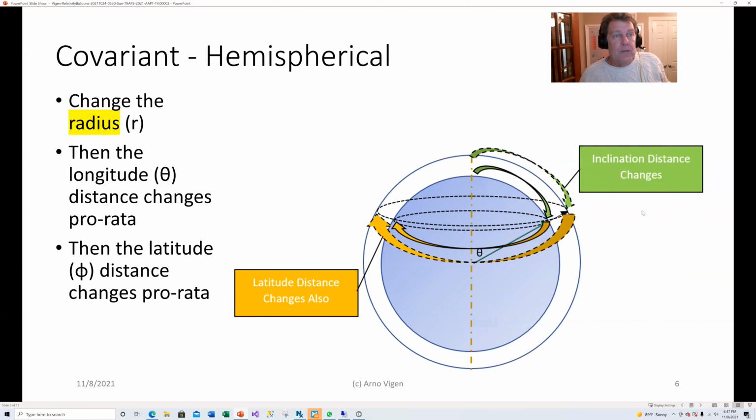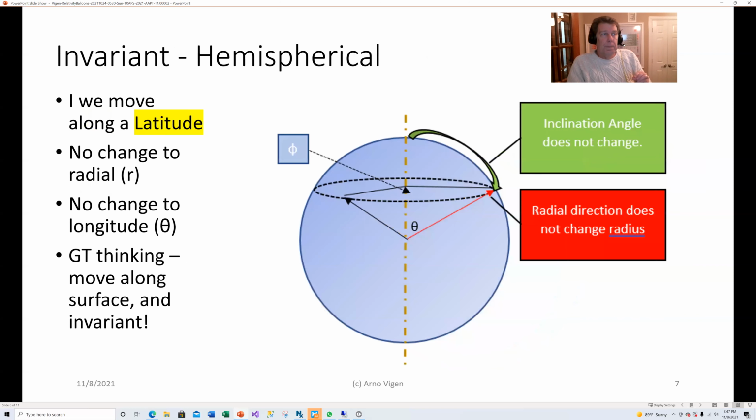Okay. The same thing goes for latitudes. When you go around these latitudes, if you make the balloon bigger, that changes pro rata. That is the concept of covariant. So everything that comes from the radius direction, I'm going to translate into relativity as covariant.